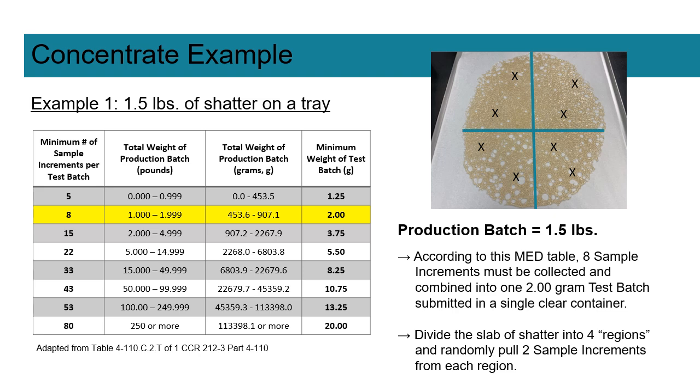According to this MED table, 8 sample increments must be collected and combined into one 2-gram test batch submitted in a single clear container. Divide the slab of shatter into 4 regions and randomly pull 2 sample increments from each region.